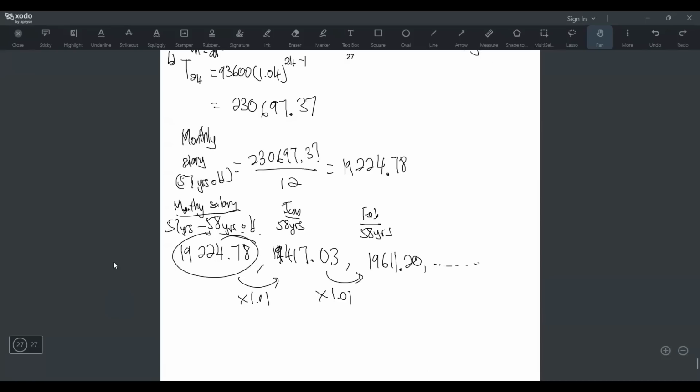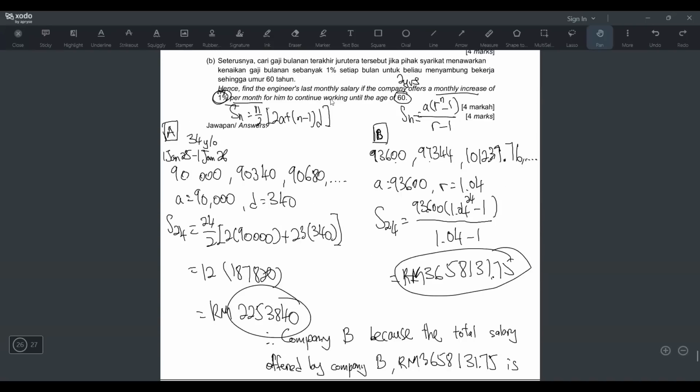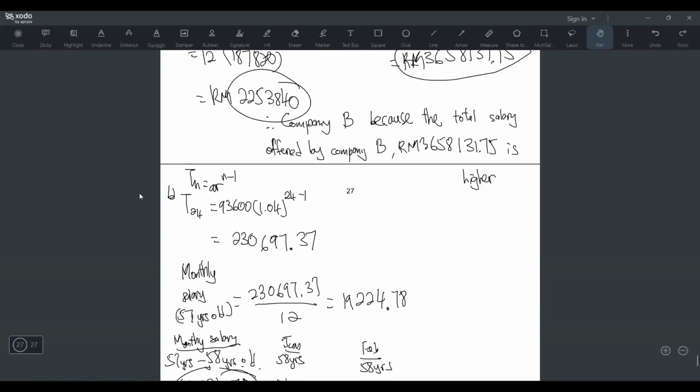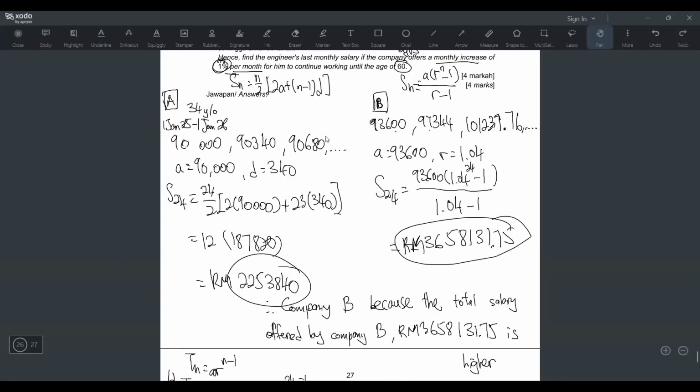So can you tell me, until 60 years old, what is my A first of all? My A would be 19224.78, right? And then what would be my R? It would be 1.01. And then I have to find T, how many. They want to find the last month, right? Let's read again: find the engineer's last monthly salary. So what would the last term be? The last term would be December at 59 years old, correct, because he works until 60.